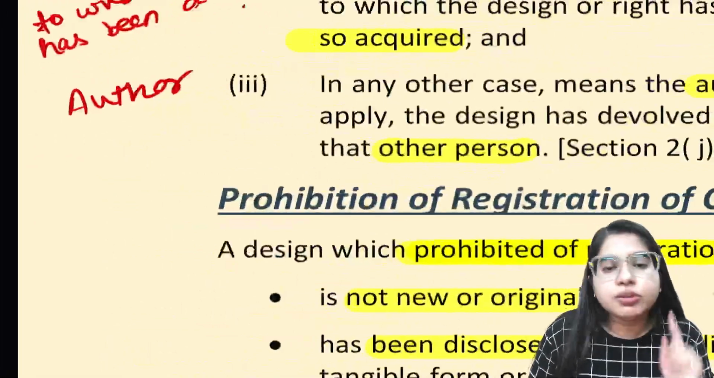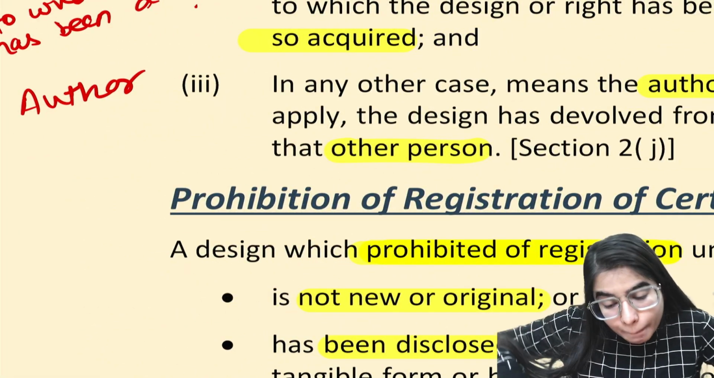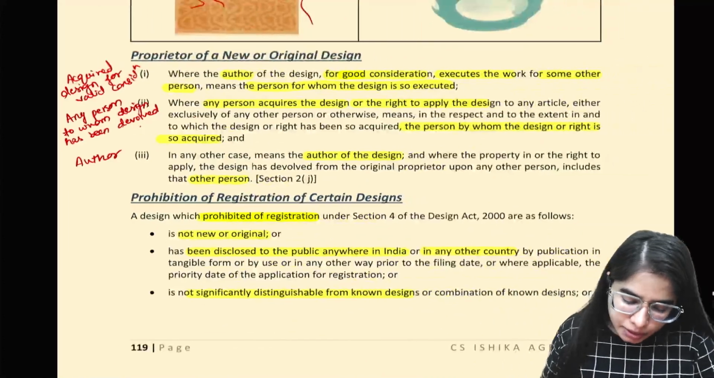First, see point number 3, author. Author means the person who made the design. Yes, the person who made the design.